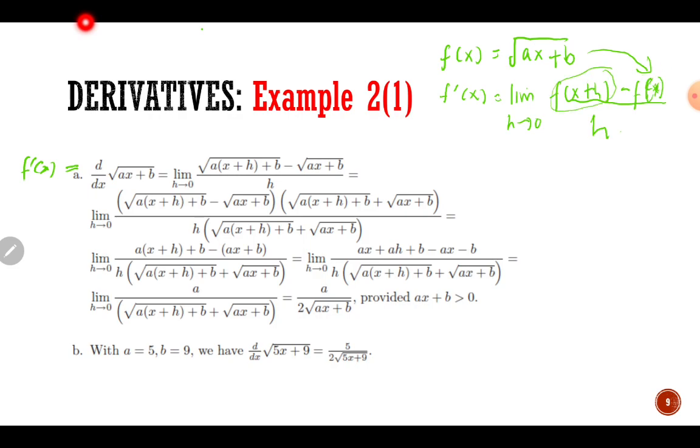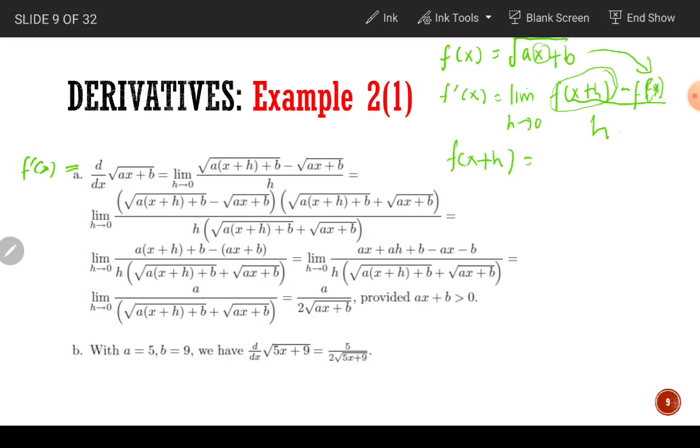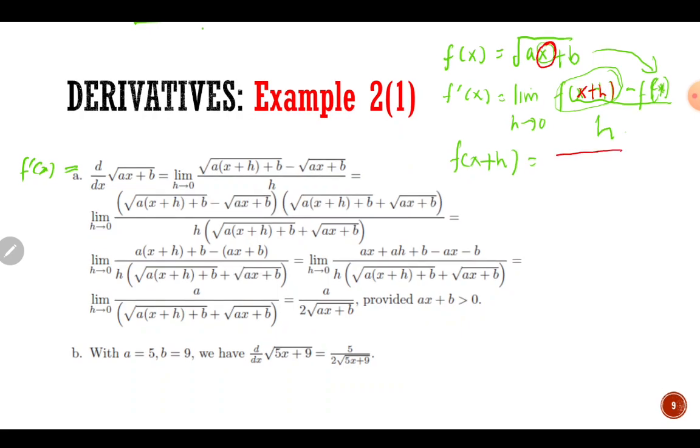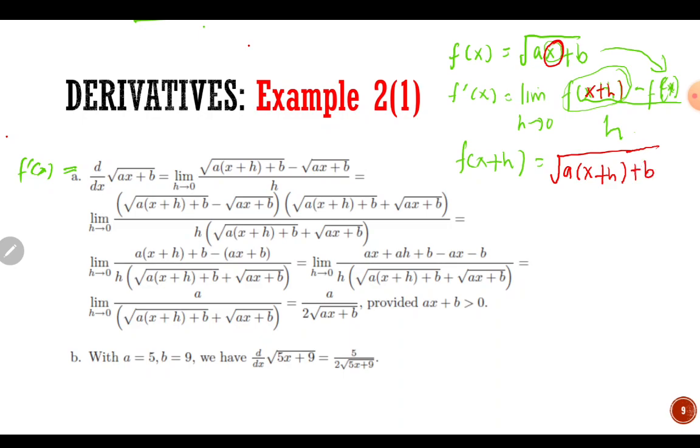My question now, what is our f(x plus h)? Kita punya f(x plus h) adalah in every x yang kita ada kat sini, kita gantilah dengan x plus h. Okay, in every x in the function f(x) ni, kita replace with x plus h. Faham tak? Okay. So sekarang ni maknanya kita akan ada square root of a, instead of x, kita ada a(x plus h). Yang mana kita jumpa x je, kita ganti dengan x plus h. And then plus b.